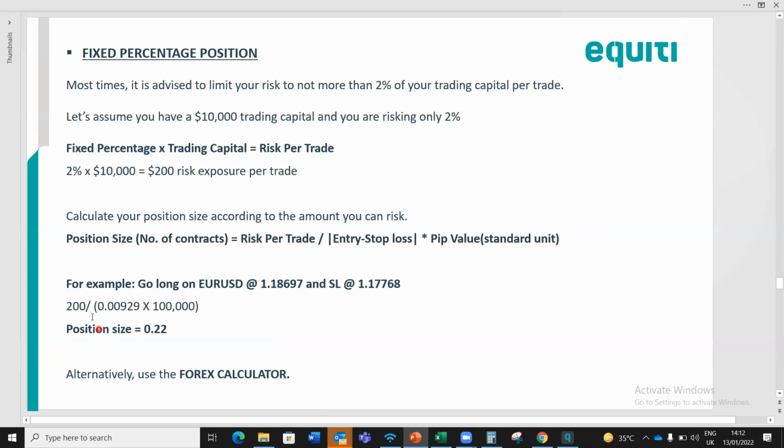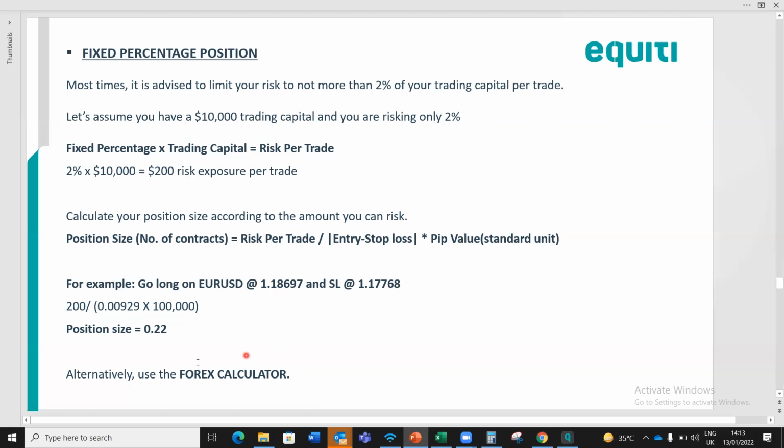For example, you go long on Euro USD at 1.18697. So this is your entry price for Euro USD, and then you are putting your stop loss at 1.17768. Perhaps that stop loss is determined based on the ATR, or determined based on support and resistance.